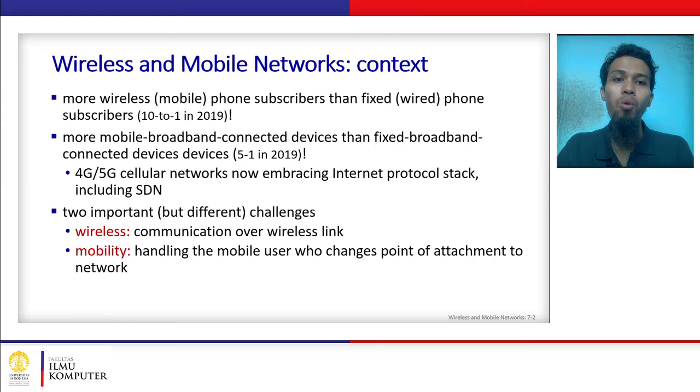All right, now what will we talk about in this chapter. There are two important challenges in the context of wireless and mobile networks. The first one is the wireless itself, which has several characteristics that are different from wired networks, that make it special in terms of the physical layer and also the communication in the link layers. So there are different protocols because there are some requirements that have to be fulfilled in wireless networks.